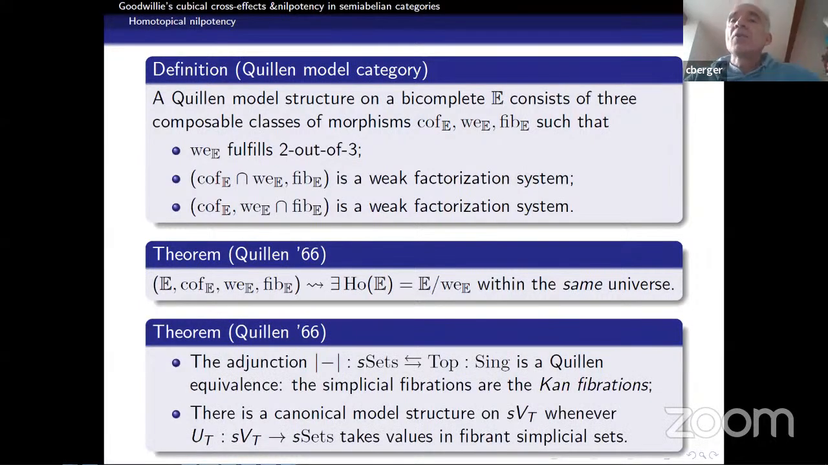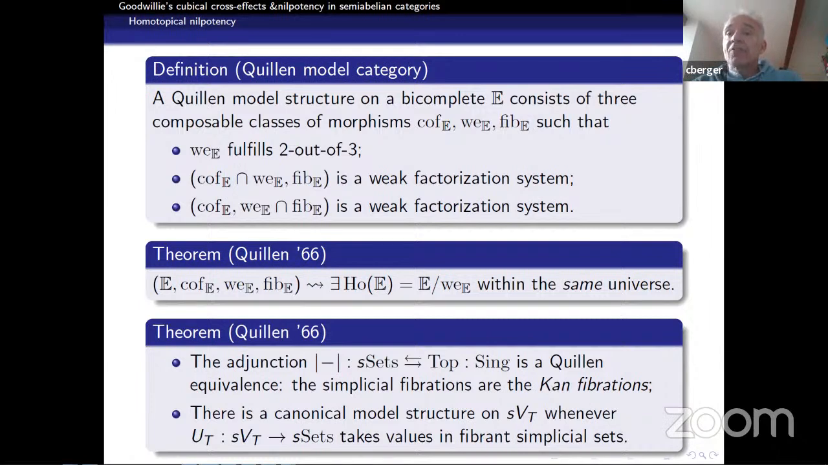And what is also good is that when you have two categories with Quillen model structures, then you have a notion of adjunction which respects the model structures. And this is nowadays called the Quillen adjunction. And it is then a Quillen equivalence if on the homotopy categories, it induces an equivalence of categories. And topological spaces and simplicial sets are related by such a Quillen equivalence. And what is important is that the fibrations on the combinatorial side, on the simplicial side, are well understood. These are known as Kan fibrations, and they can be defined by lifting conditions.